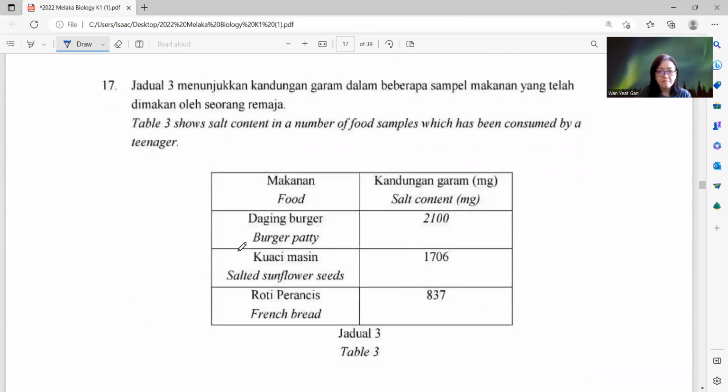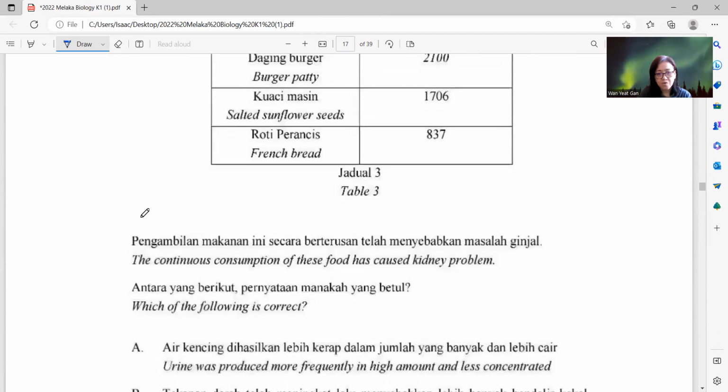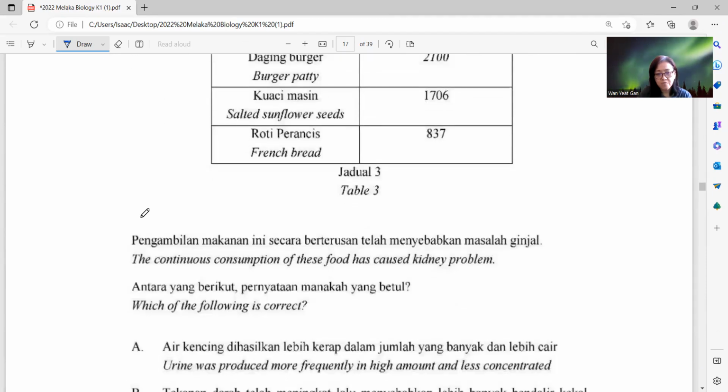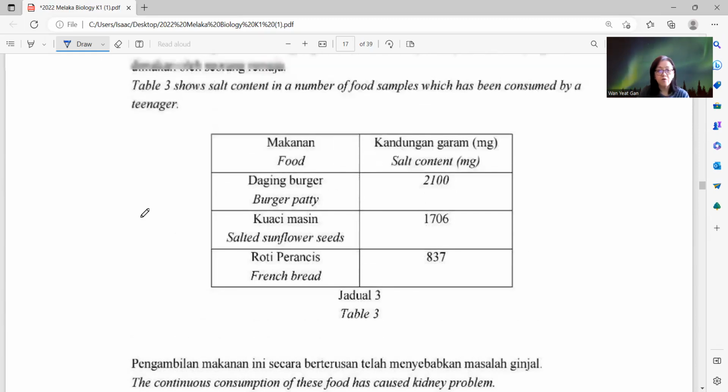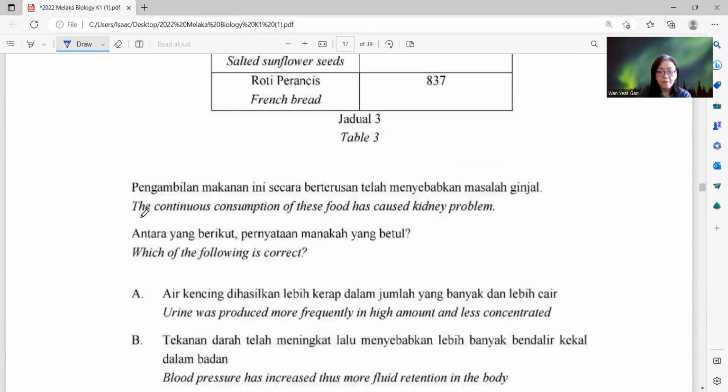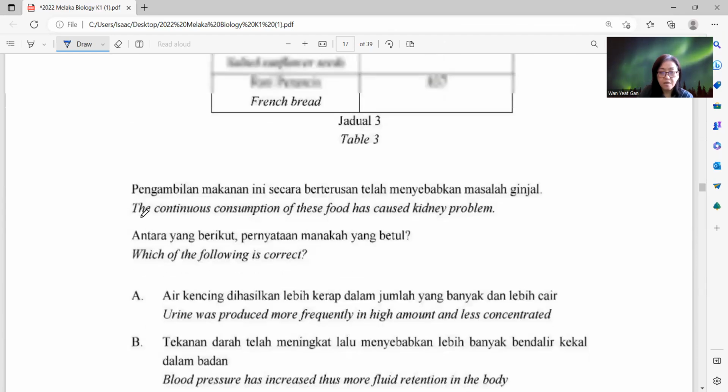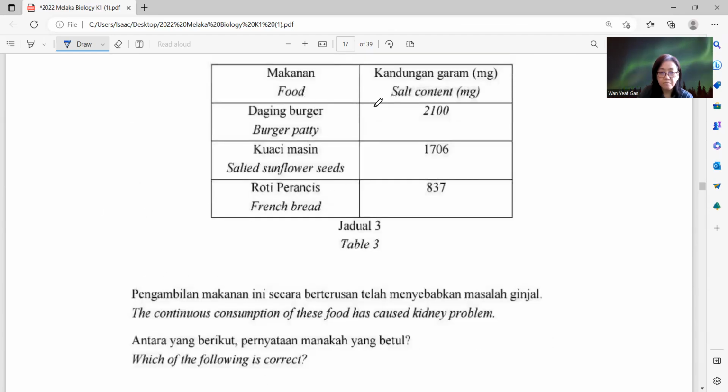Okay, number 17. Table 3 shows salt content in a number of food samples which have been consumed by a teenager. So the continuous consumption of this food has caused kidney problems. Which of the following is correct? Okay, you see that the salt content is very high.